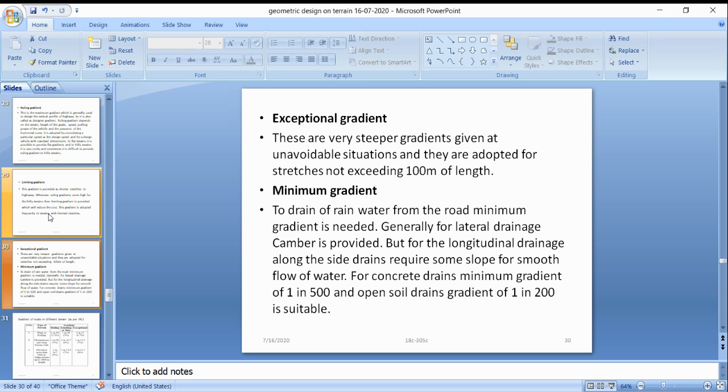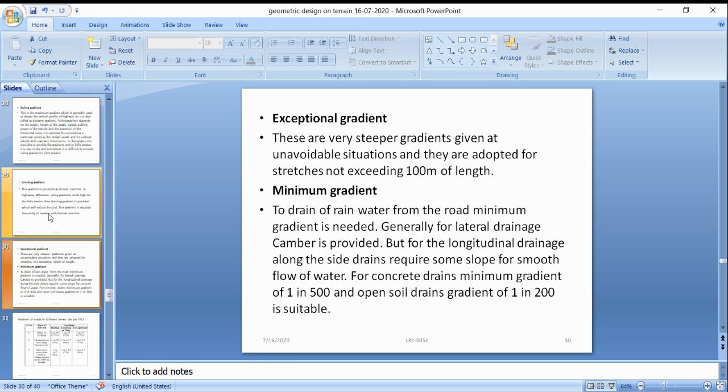And then comes the minimum gradient. To drain off water from the road, the minimum gradient is the camber. We have seen the camber, no? Minimum gradient is provided generally for the lateral drainage. So camber is provided, but for the longitudinal drainage along the side drains, it requires some slope.